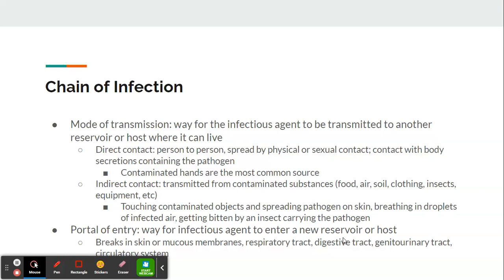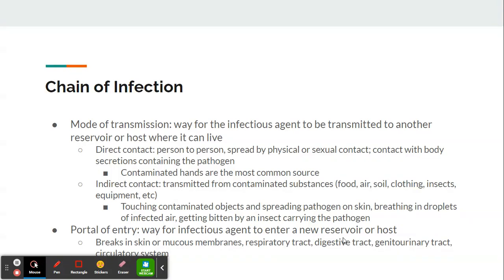The mode of transmission is going to be the way it spreads from one person to another. So we have direct, which is something like person to person. We have to actually touch the person that has the infection or their body secretion. Our contaminated hands are going to be one of our most common sources, which is why, especially with COVID, we've seen a big stress in hand washing.